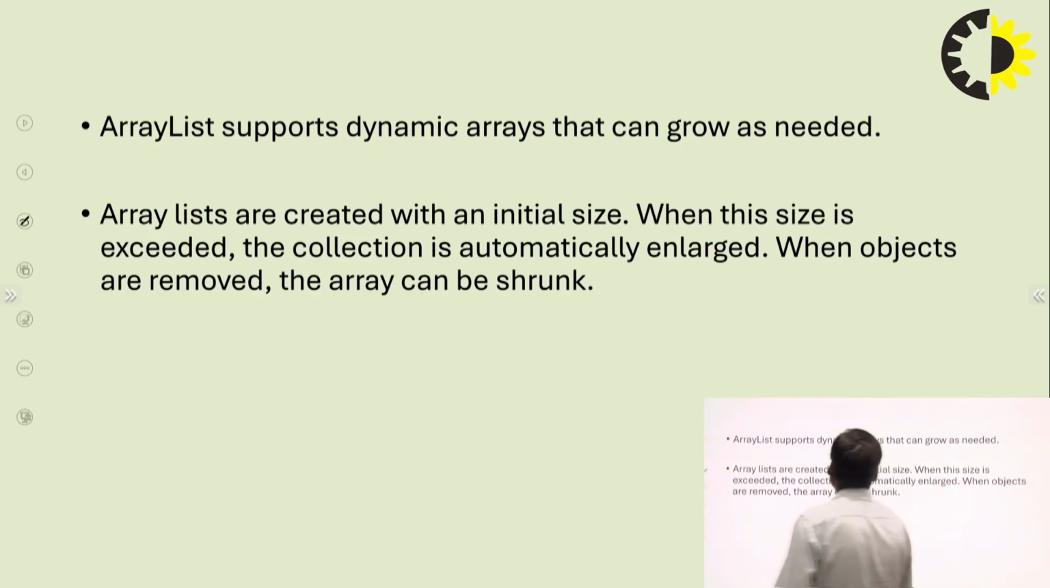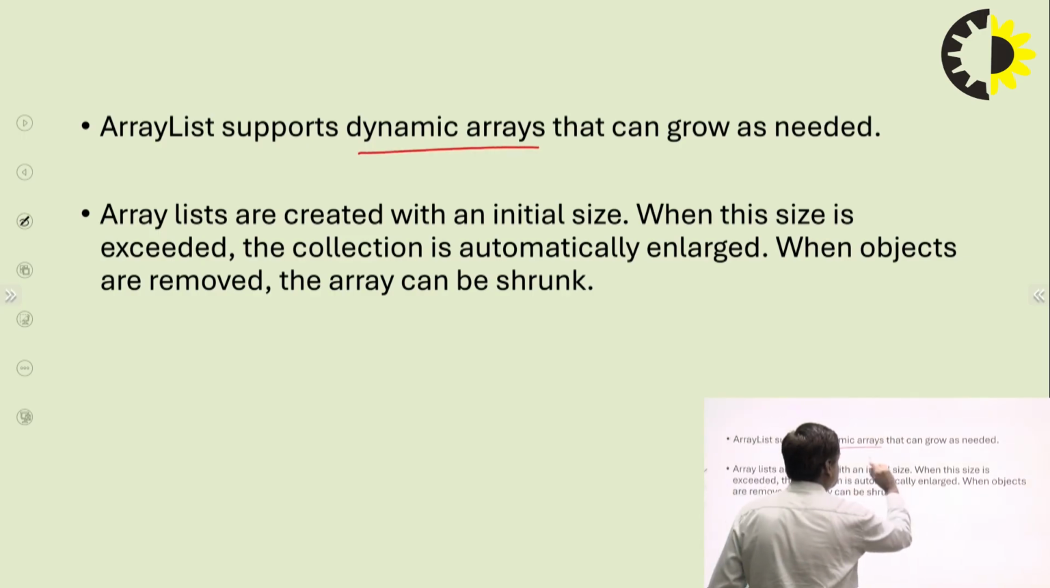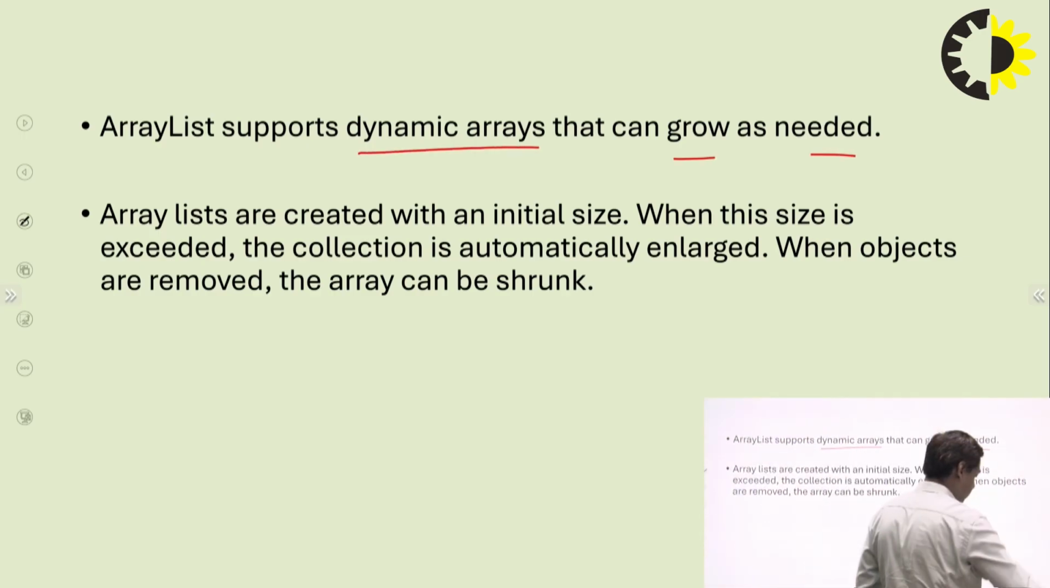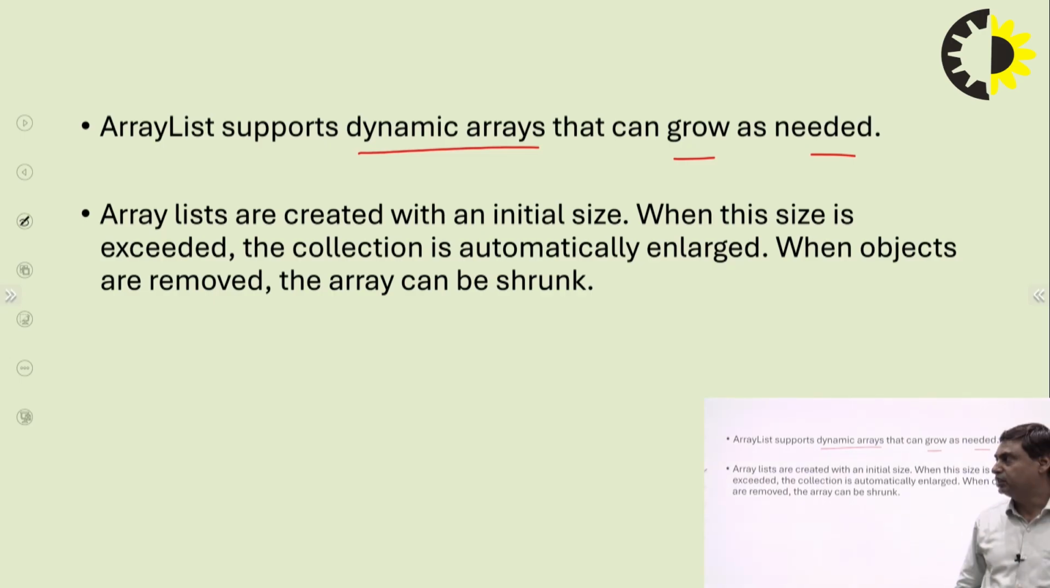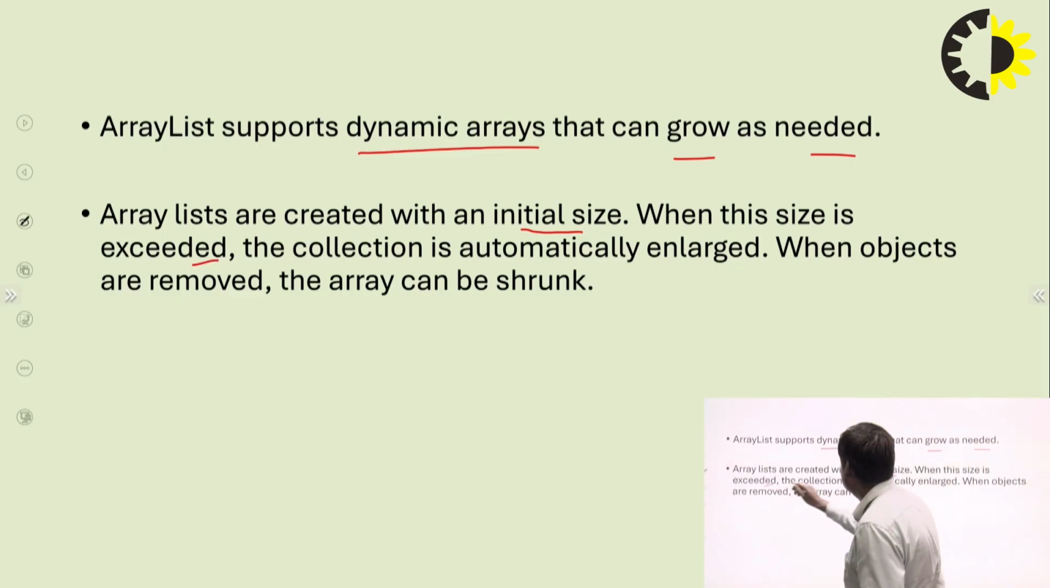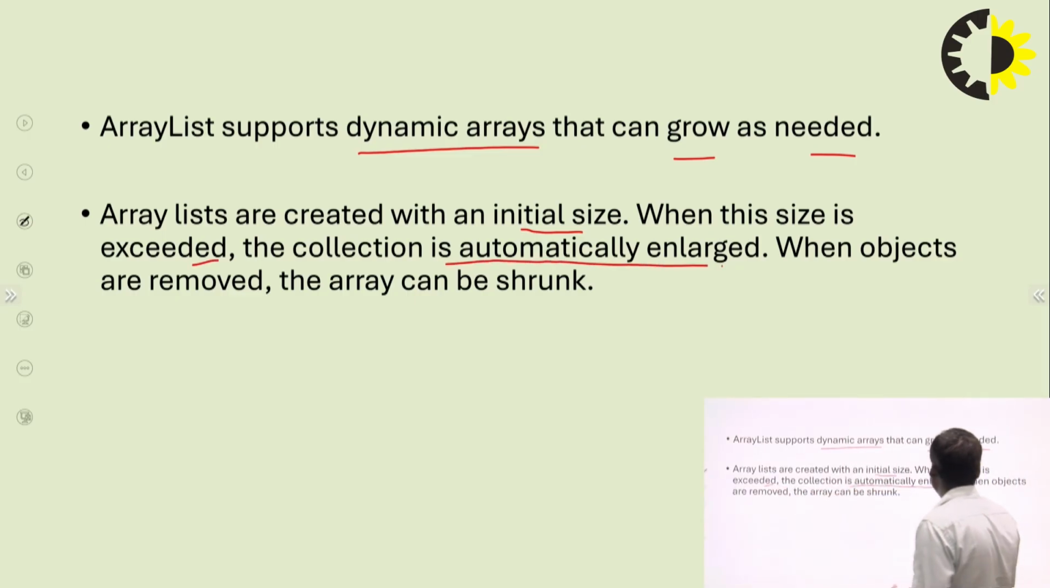ArrayList supports dynamic arrays that can grow as needed. So there is no fixed size at the start when defining the ArrayList. This can be created with an initial size, that is up to you. You can give any number, and the ArrayList will be created. Now, important: when this size is exceeded, the collection is automatically enlarged.